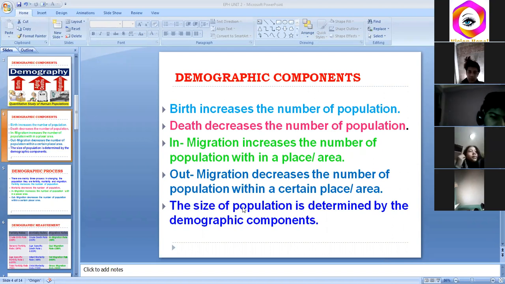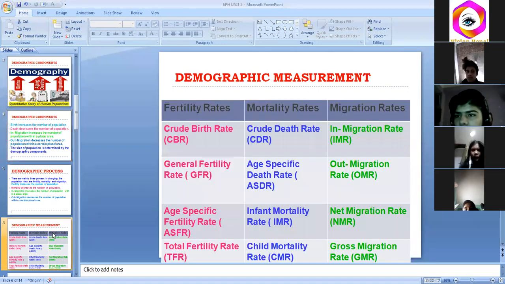We have written up to here. Now, I am showing you the demographic measurement, how the demographic can be measured. You can see on the screen that there is the fertility rate, mortality rate, and migration rate, right? We studied the demographic components, and in the same way, we are talking about demographic measurement now.